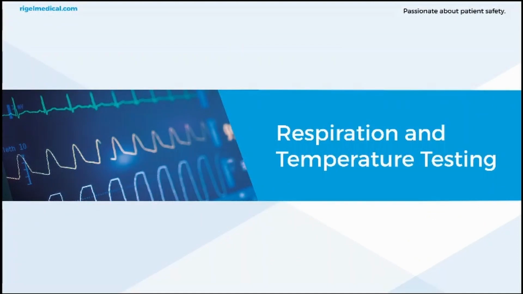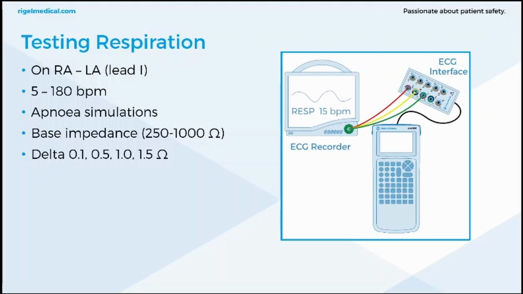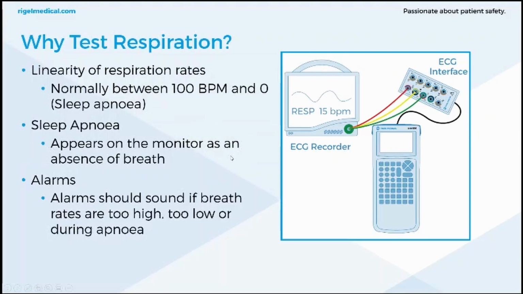And then there's respiration and temperature testing. So in this example on RA to LA, lead 1, 5 to 180 breaths per minute, this is done using the delta resistance over a range of base impedances. As explained before, the simulation is performed using this delta varying resistance. You could do apnea simulations, whereby we've got no breaths per minute.